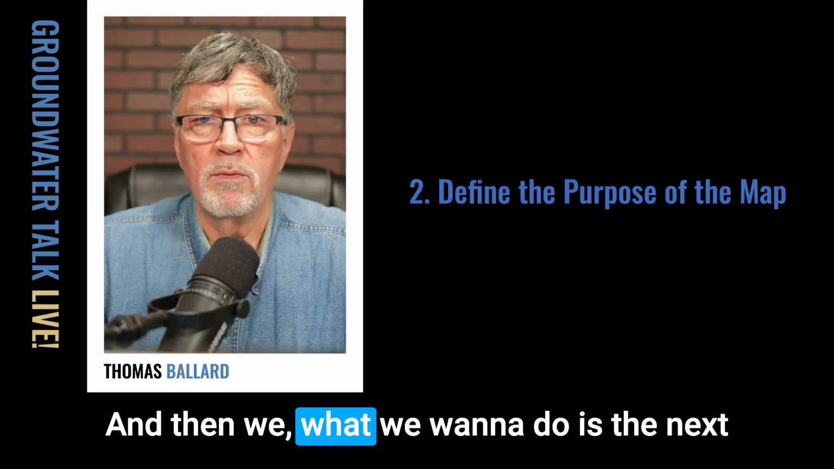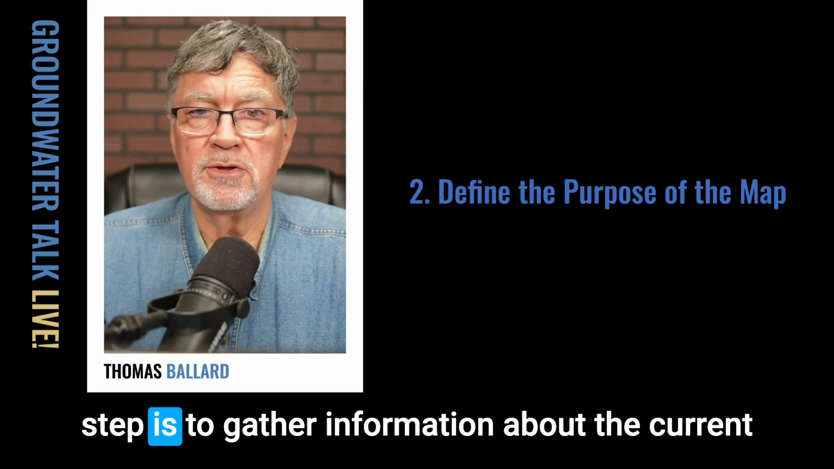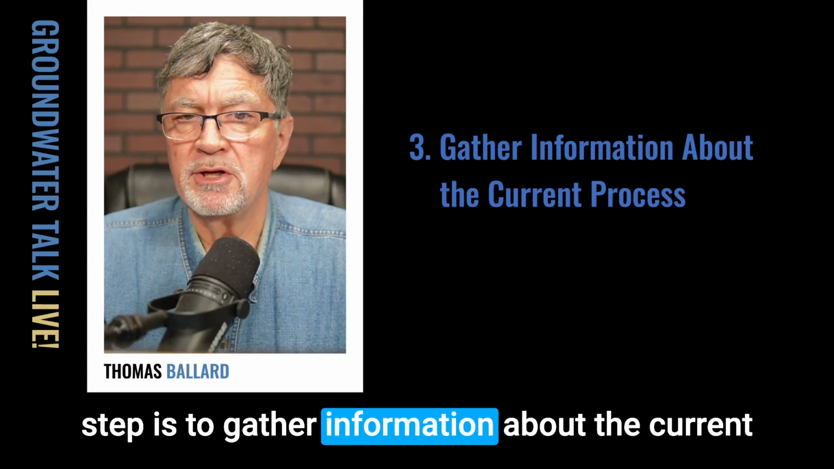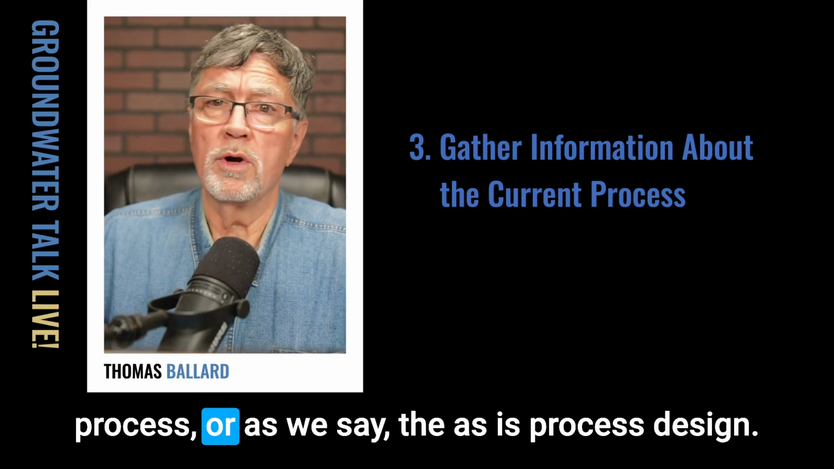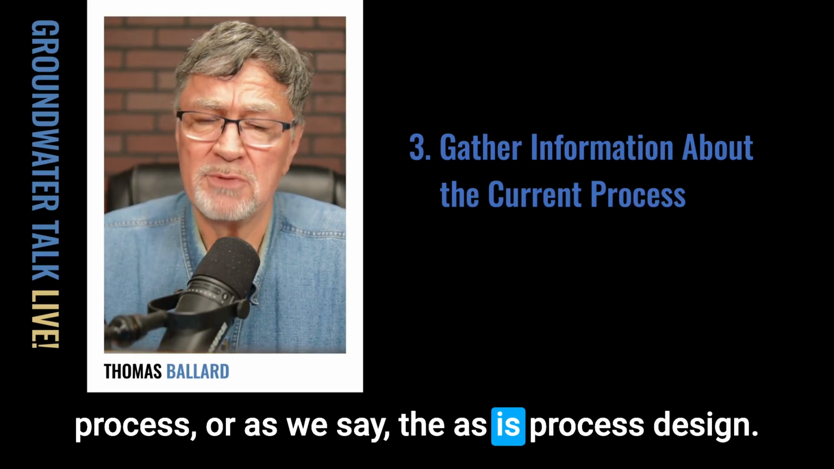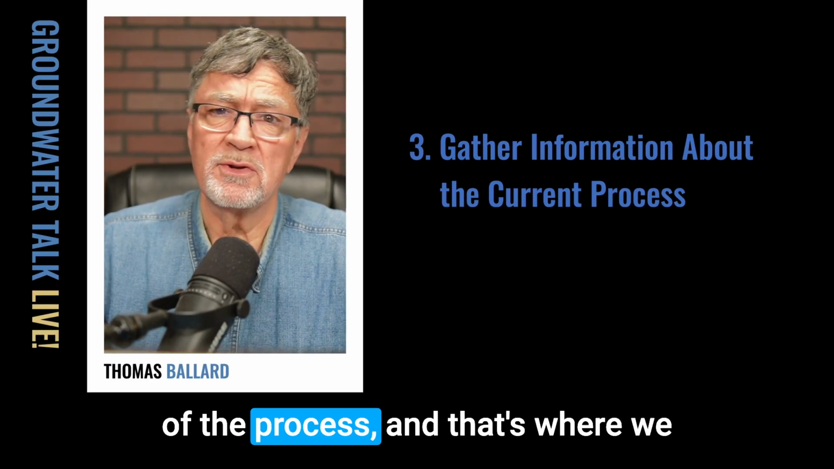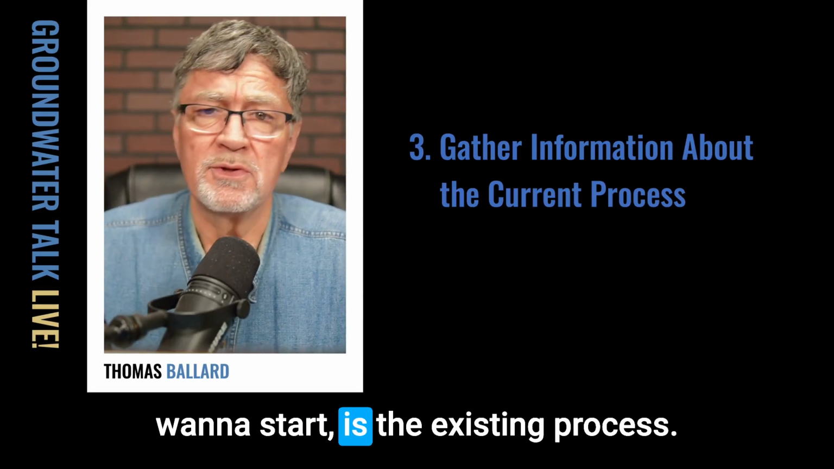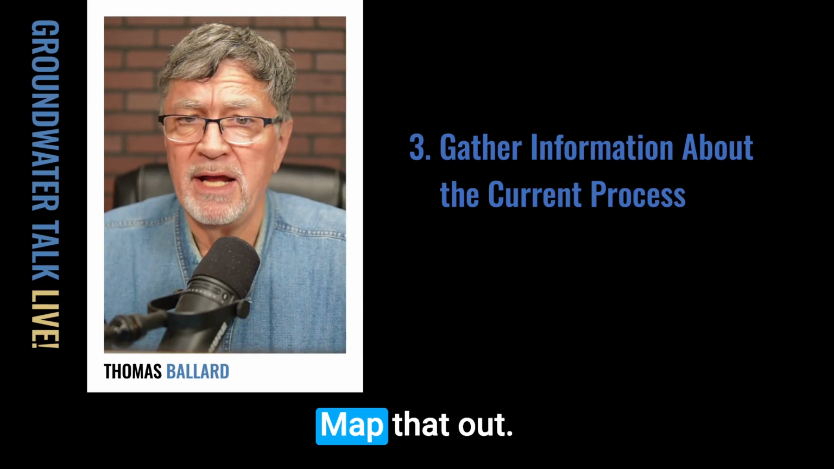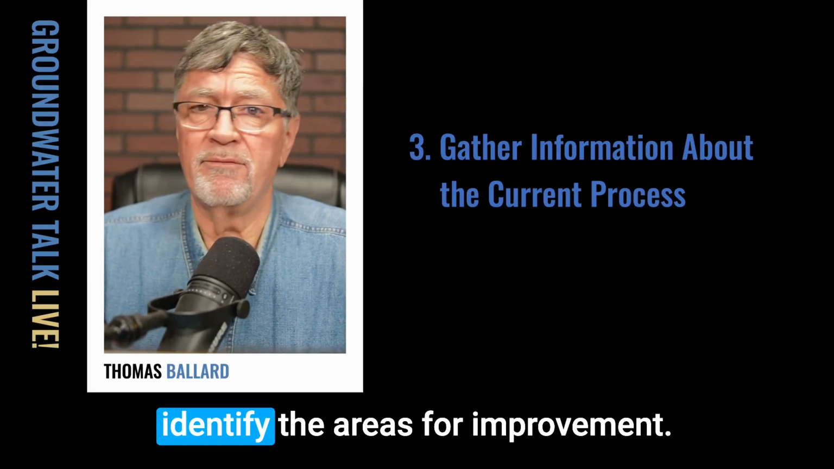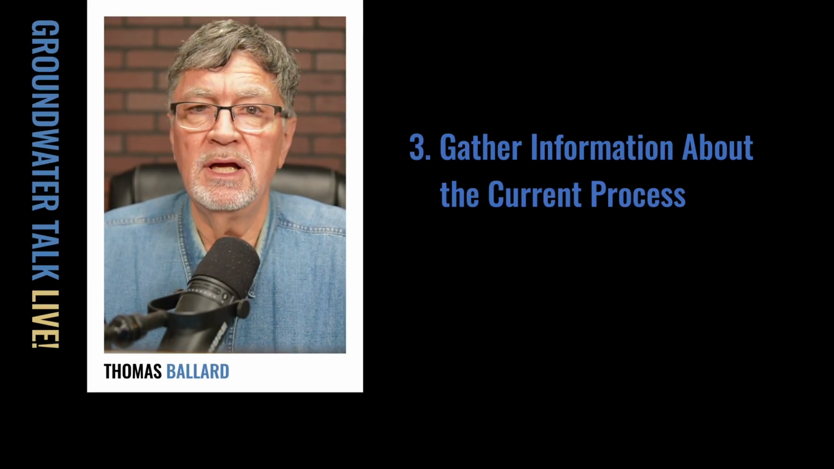And then the next step is to gather information about the current process, or as we say, the as-is process design. So where we are actually, the state of the process, and that's where we want to start: the existing process, map that out. Now we're going to identify the areas for improvement.